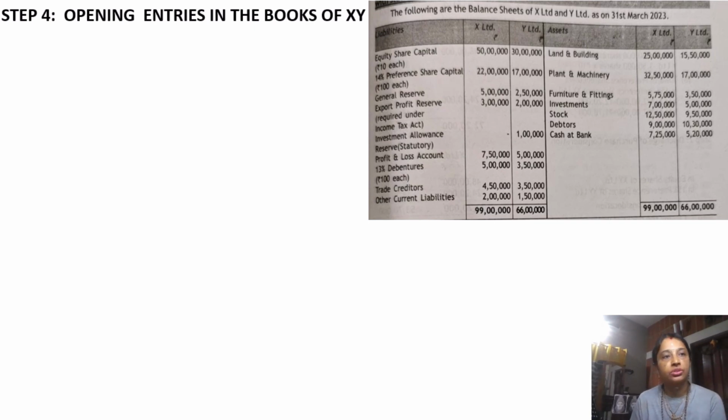Once we close the books of X, once we close the books of Y, next we will open the books of the new company, that is XY Limited, after amalgamation. So what we do, we pass the opening entries in the books of XY. So the first entry will be business purchase. You are purchasing the business.